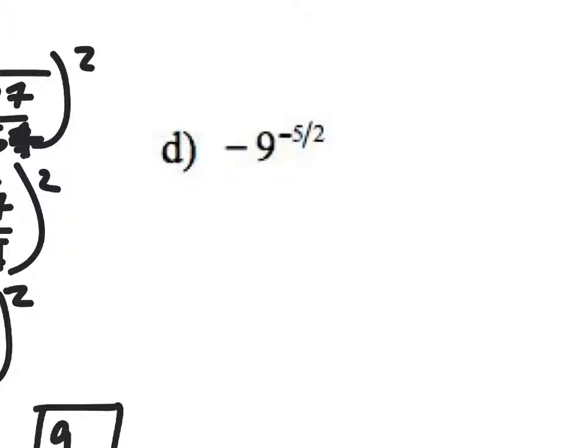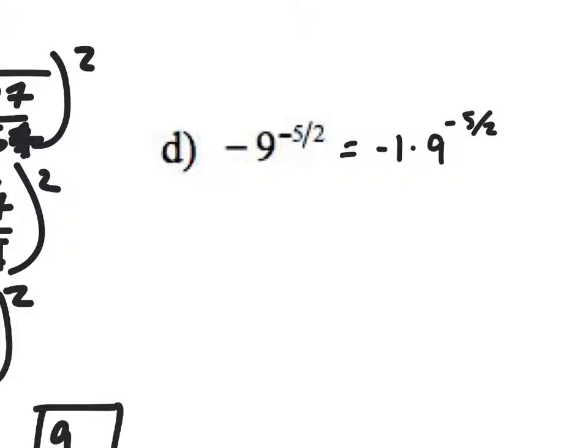On part D, I've got negative 9 raised to the negative 5 halves power. Now for this one, what I want you to notice is that the negative symbol is out front, which means this is the same thing as doing negative 1 times 9 raised to the negative 5 halves power. So that's kind of nice. If we had parentheses around the negative 9, then we would include that negative. But when we don't have parentheses around that, we don't include that. So that's kind of a little nuance with this.